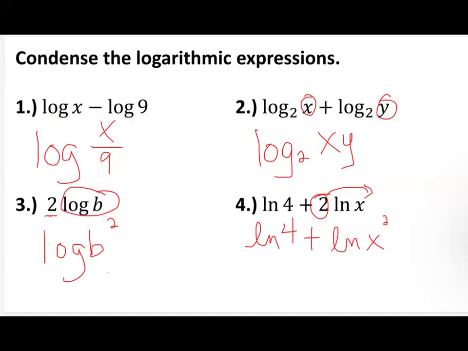So let's keep going with this number 4. So now we're adding. So adding, remember, is the result of the product rule. So natural log of 4, remember, we're going to multiply 4x squared. And that's how that works.